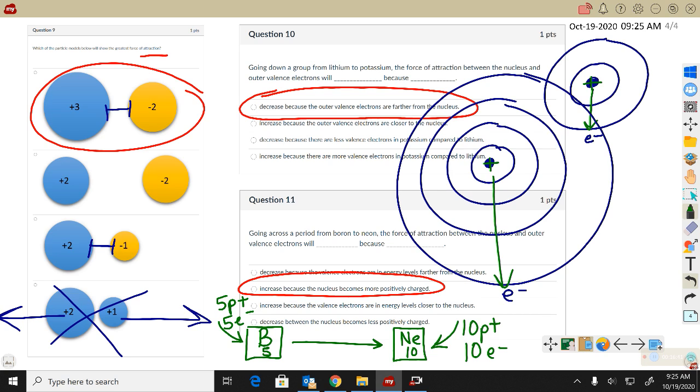Obviously, the more protons in the nucleus, the stronger the magnet, the stronger the core positive charge in the atom. And yes, we are adding electrons, but again, the key is that when you go across, you're not adding those electrons to higher energy levels. You're just filling the second energy level. Oh boy, I think I can squish it in here. You're just filling the second energy level. So distance is not a factor going across. Yes, I'm adding more electrons, but they're all going in the second energy level. So now the reason the attraction gets stronger is because the nucleus becomes more positively charged. It's more strongly attracted to its negative electron cloud.